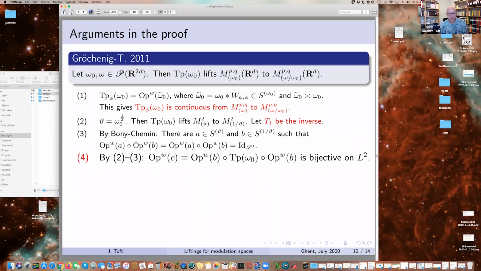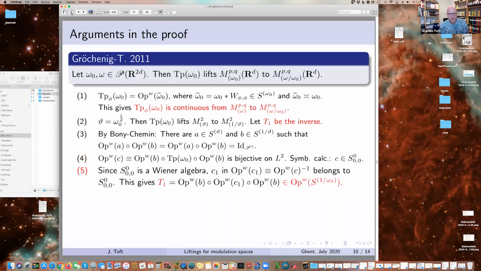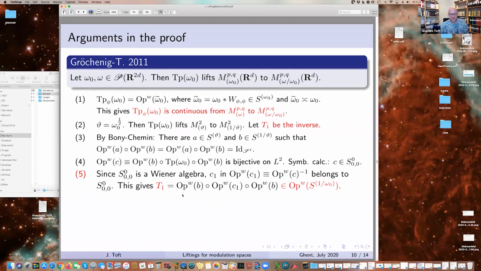And now by 2 and 3, it follows that if we form this composition here, then this is bijective on L2. And by symbolic calculus, one can see that this C really belongs to this S0,0,0. And S0,0,0 is also a Wiener algebra. So the inverse of this op C is of the same type, of the same class, okay?